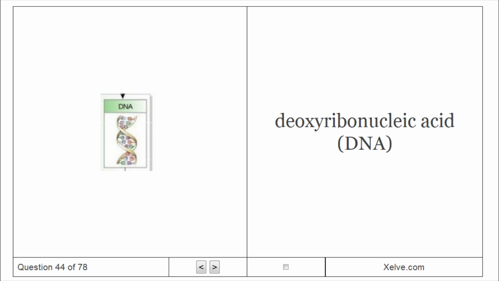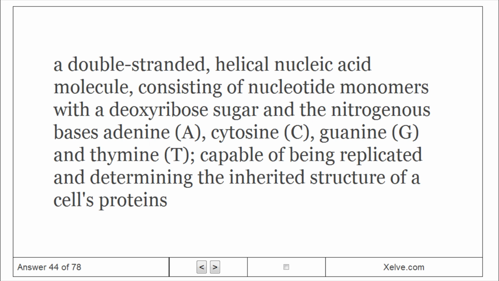Deoxyribonucleic acid, DNA. A double-stranded, helical nucleic acid molecule, consisting of nucleotide monomers with a deoxyribose sugar and the nitrogenous bases adenine, A, cytosine, C, guanine, G, and thymine, T, capable of being replicated and determining the inherited structure of a cell's proteins.